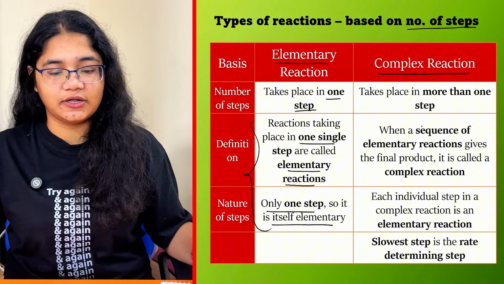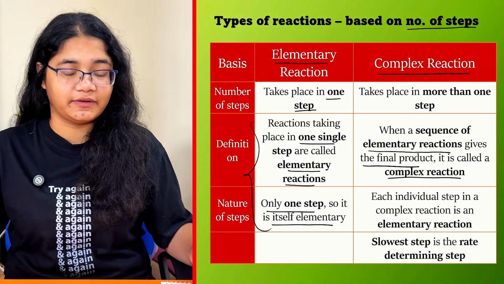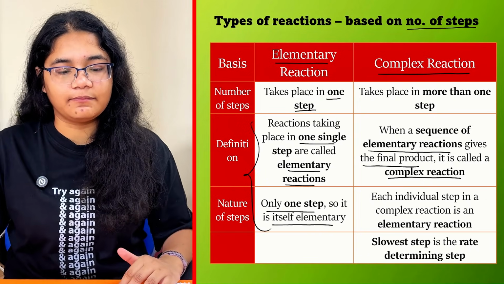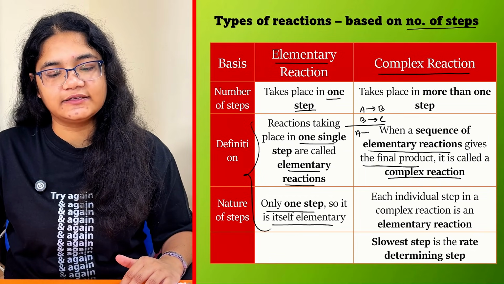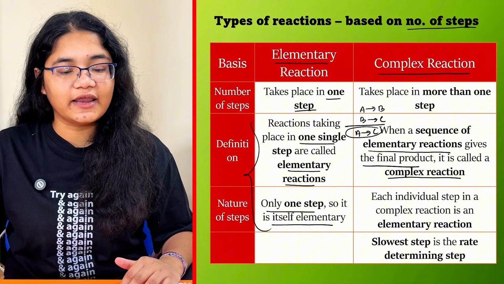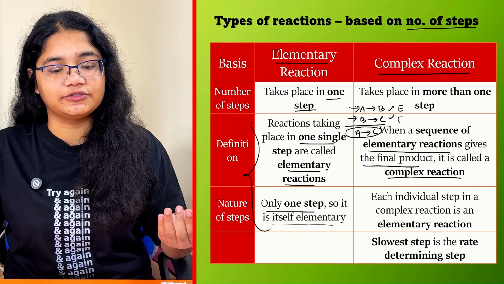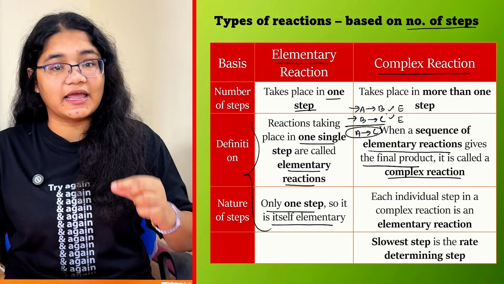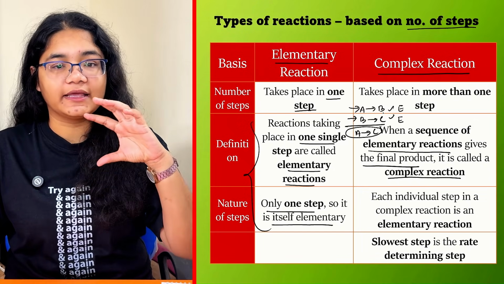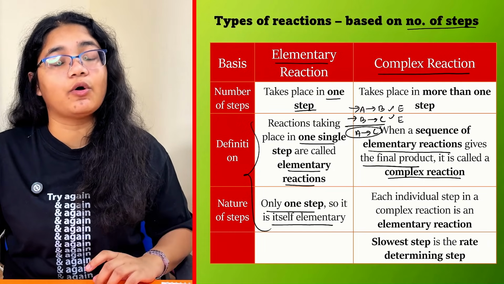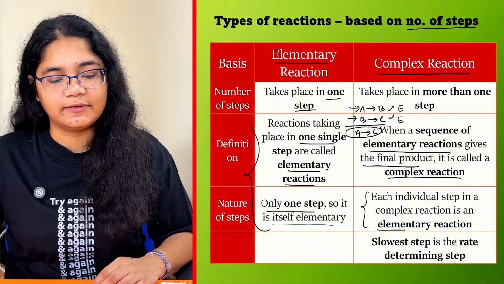Now what is a complex reaction, on the other hand? When a sequence of elementary reactions gives the final product, it is called a complex reaction, when you have more than one step. For example, if I have a reaction A gives B, then B gives C, and the final reaction I get is A gives C. So in this reaction you have two steps involved, and each of these steps is an elementary reaction. Those reactions where each step behaves as an elementary reaction, and we have a number of steps in the reaction mechanism, are called complex reactions. And each individual step is an elementary reaction.